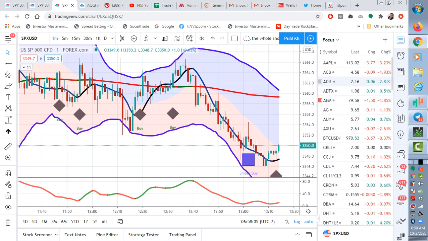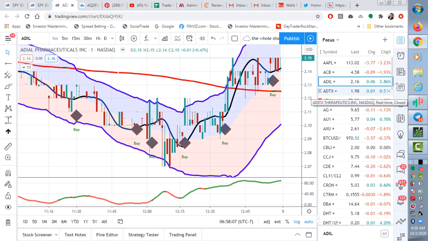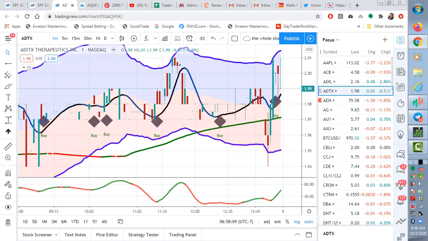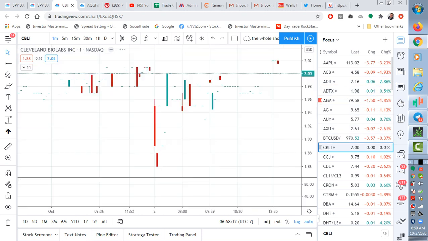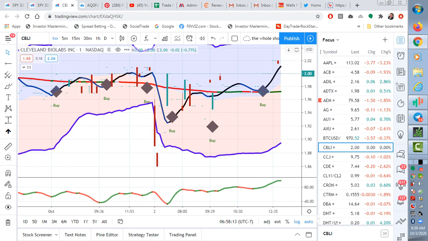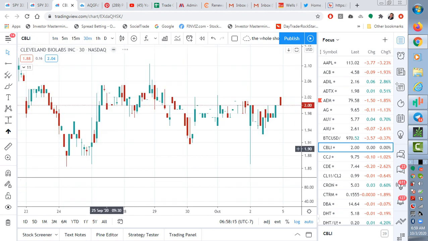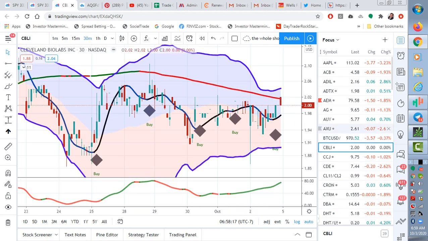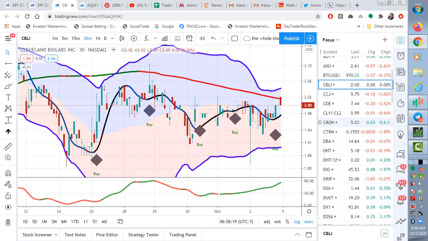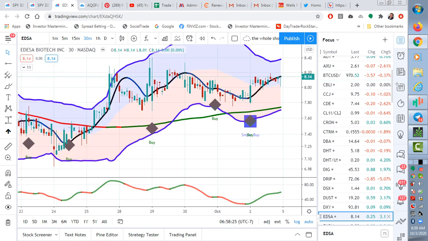and just to show you what they are, here's ADIL, there's ADTX, Cleveland BioLabs. I can't trade that in 1 minute, but these are ones that can all explode. I'm watching them very closely, looking for some quick wins on them. Here's one more, Odyssey Biotech. So once you start to oscillate, I get interested in them.